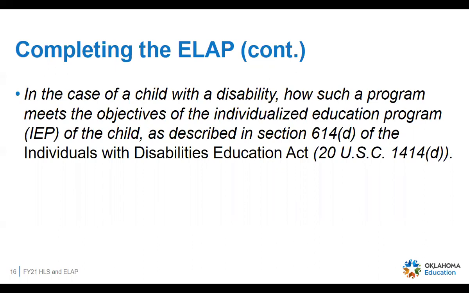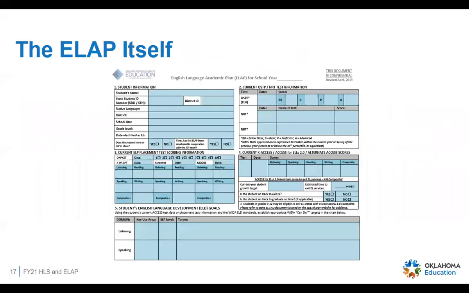So let's have a look at the ELAP itself. It's a 4-page document. There are several sections here. The first few are pretty straightforward. We have section 1, student information, just demographic information. And section 2 will show testing results, the OSTP test scores, or another norm reference test information if you're using that. And this would be the most current test scores.